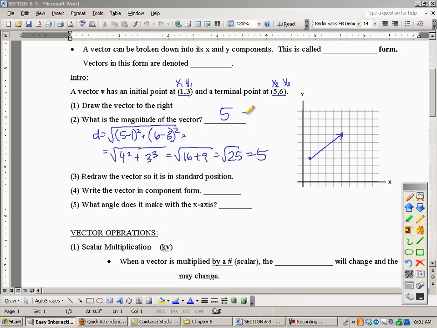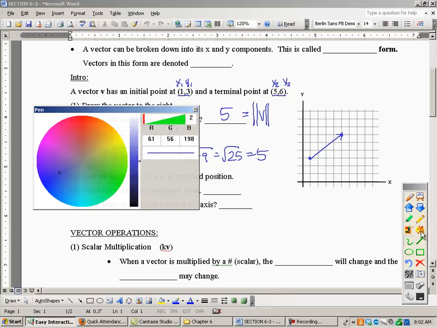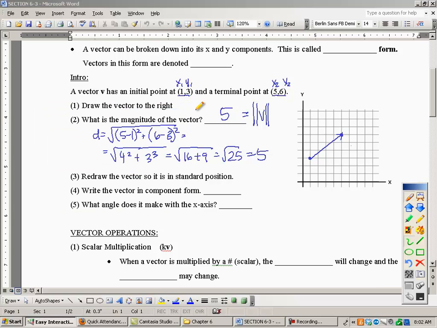Don't forget our magnitude is denoted with the double bar. I'm just going to write that in so we practice our notation. But again, in order to find the magnitude, we use the distance formula. Now I'm going to change my color because they're going to ask me to move it into standard position, which means I take this initial point and move it down to the origin. To do that, I moved it down 3 and left 1.